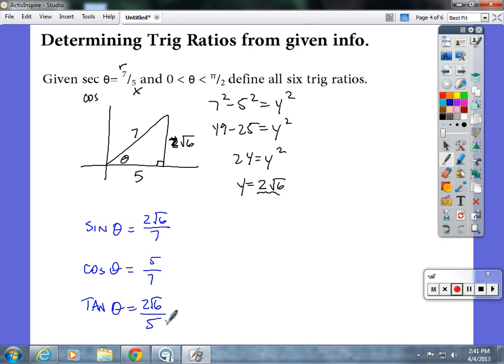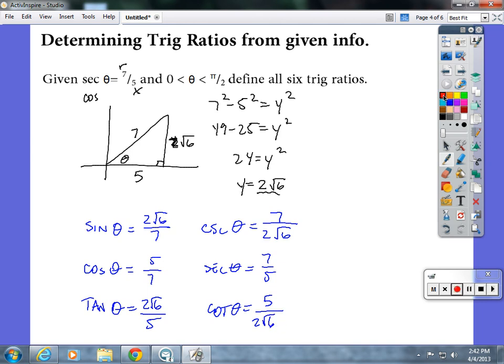And then my reciprocals, cosecant of theta, is going to be 7 over 2 root 6. Secant was given, so everybody should get that one right. 7 over 5. Cotangent is the reciprocal of tangent, so that's going to be 5 over 2 root 6. Now that's some credit.